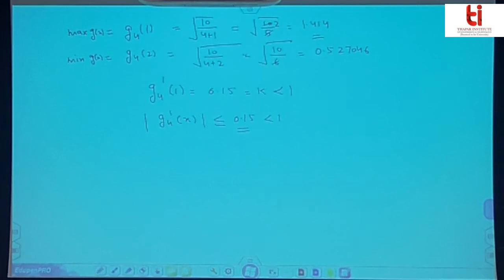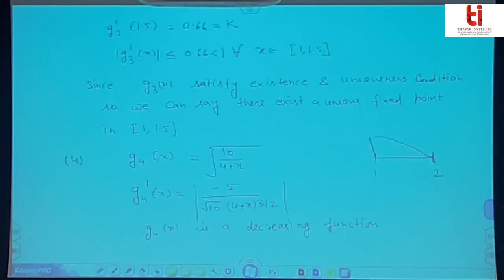So this g4 we can also choose as the fixed point iteration function. Fifth is what? g5(x) is obtained from the Newton's method. We will not check the condition here. We will explain this g5 condition whenever we discuss the Newton's method.